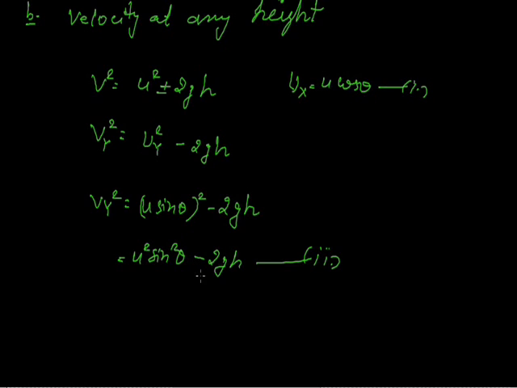Now, what will be next? This is u square sin square theta minus 2gh, equation number 2, and this is equation number 1. If you look at these two equations, here is u square sin square theta, here is u cos theta. If we square this equation and add it to equation 2, then u square is common, and it will become cos square theta plus sin square theta, which is 1, and this cancels out.